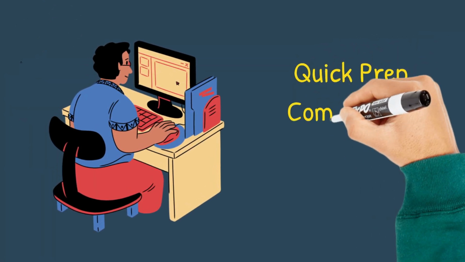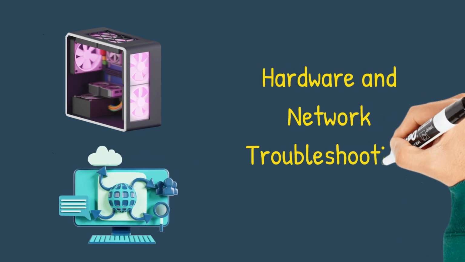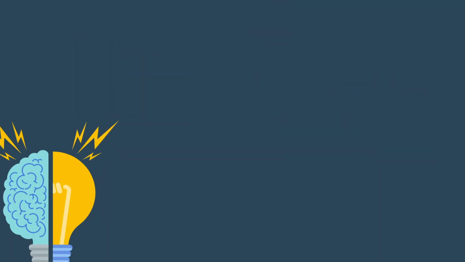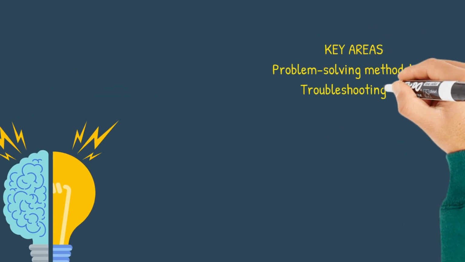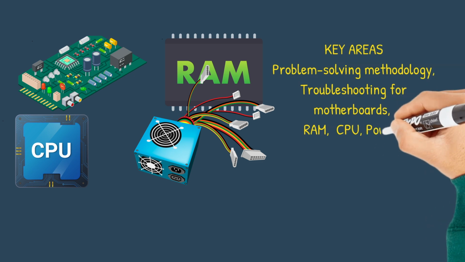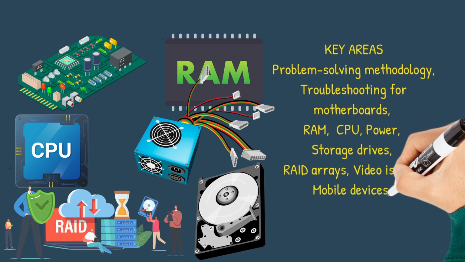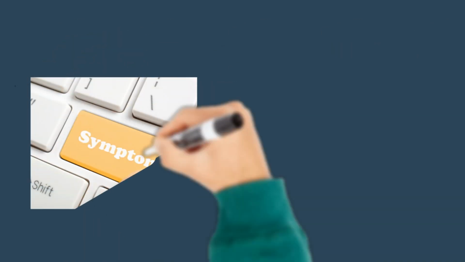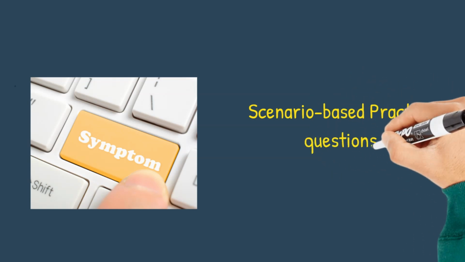Welcome to our quick prep on acing the CompTIA A+ 220-1101 exam. We're focusing on the Hardware and Network Troubleshooting domain, which forms a significant 29% of the exam. We'll be diving into key areas like problem-solving methodology, troubleshooting for motherboards, RAM, CPU, power, storage drives, RAID arrays, video issues, mobile devices, printers, and wired and wireless networks. We'll tackle common symptoms in each area through scenario-based practice questions to get you exam ready.